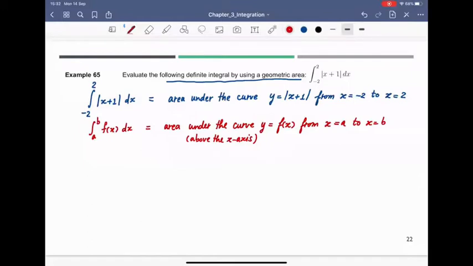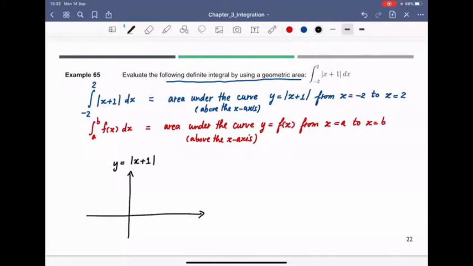So if I want to integrate from negative 2 to 2 of the integrand absolute value of x plus 1 dx, that means I want to compute the area under the curve. Well, note that this is above the x-axis, from x equal to negative 2 to 2. So I'm going to draw the picture y equal to absolute value of x plus 1. All right, so my picture is going to be like that.